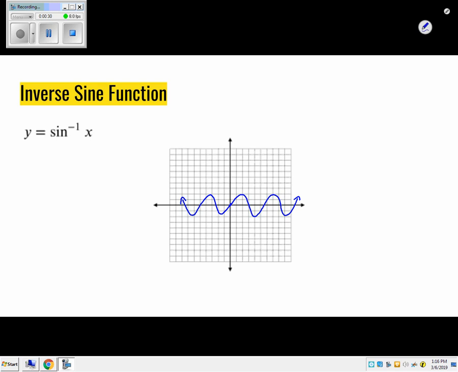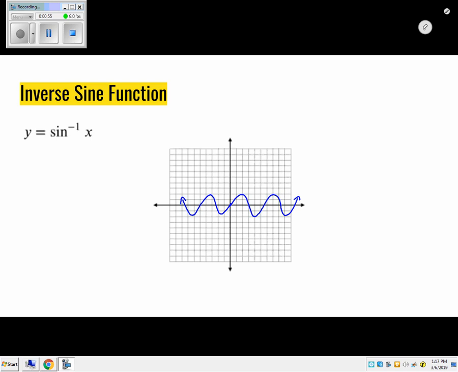Infinitely many, right? So what I have to do when I'm dealing with inverse trig functions, because think about all of your trig functions that we graphed. Do any of them pass the horizontal line test? No. None of them do. So what I have to do on every single one of these is put a domain restriction on it.